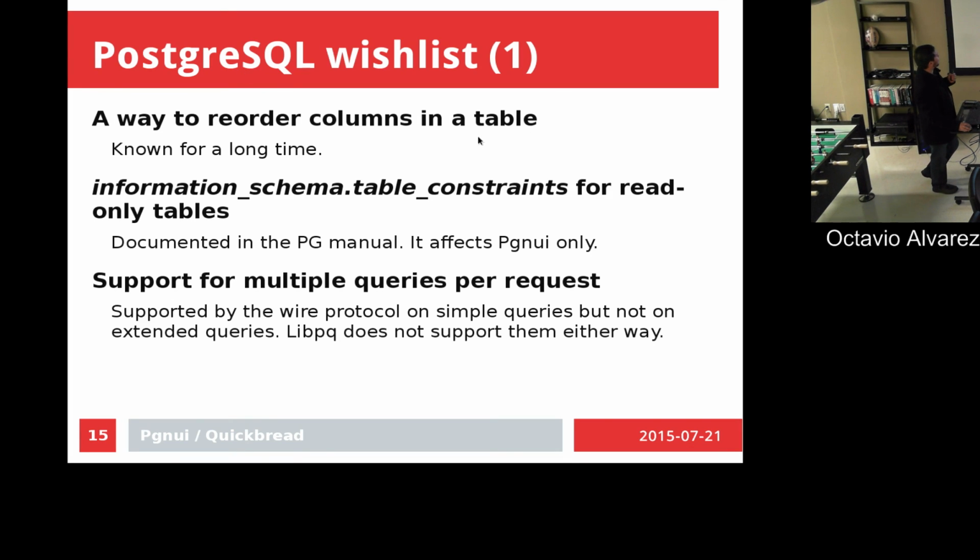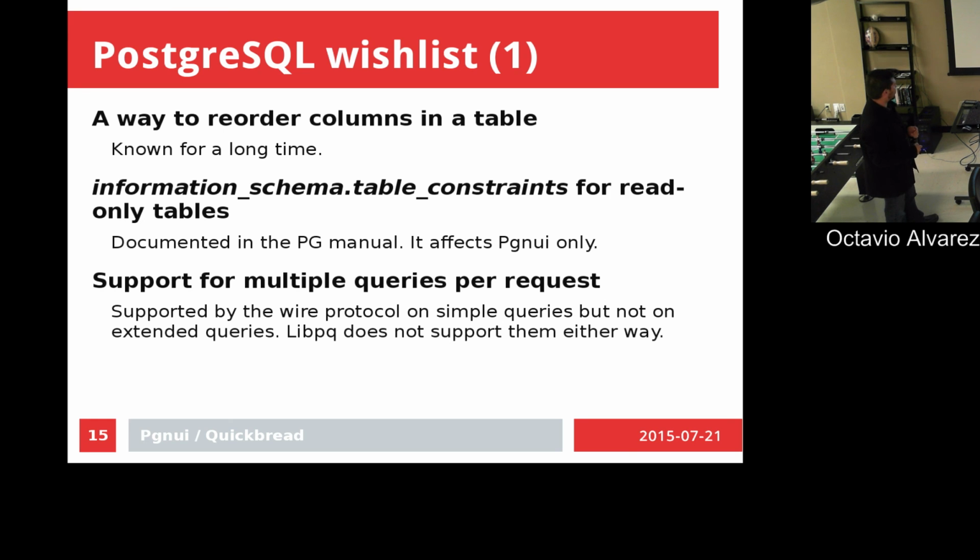For example, what would I want from PostgreSQL? I would like PostgreSQL to let me reorder columns in the table. Many people have asked for this. There are some details here with information schema. When tables only have a select privilege for a user, the user cannot see what the primary keys for the table are, so the user cannot use row identifiers. That affects Pgnui, but it doesn't affect Quickbread because Quickbread takes the data from the PG catalog. We can work around that.